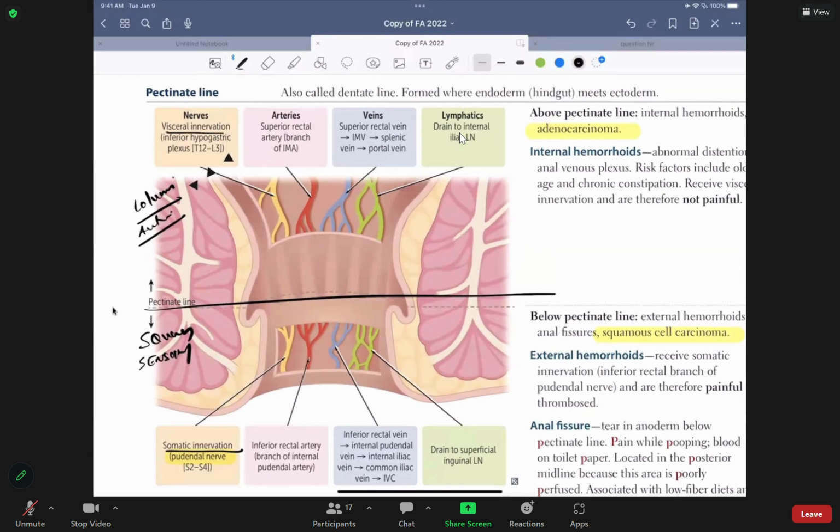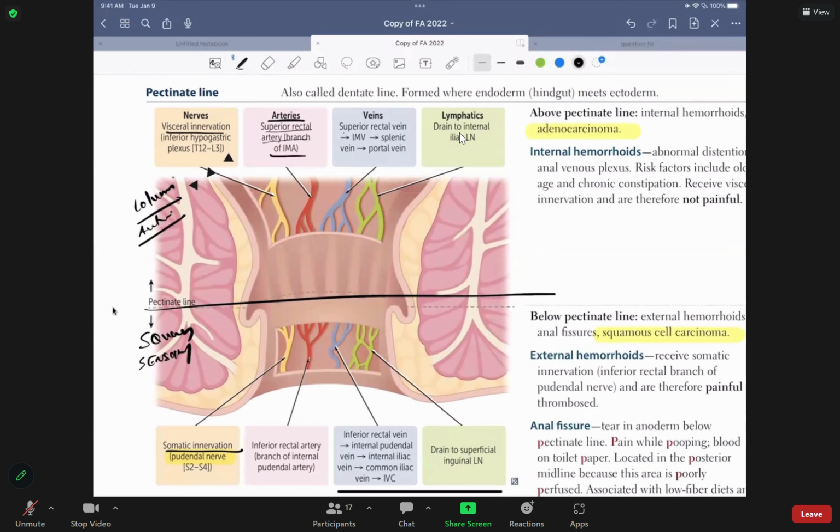Now, above the pectinate line, you have the arterial system, the superior rectal artery and everything, but that gets blood supply from the IMA, the inferior mesenteric artery, okay? Not this one, okay.